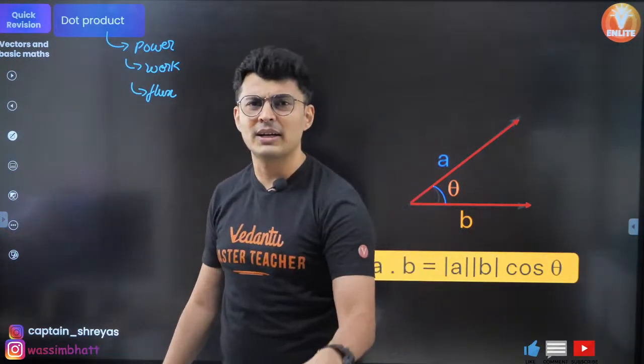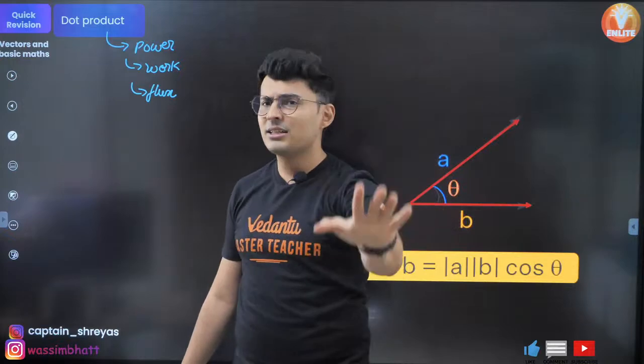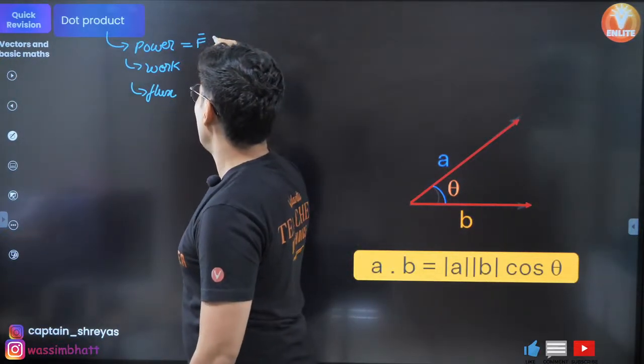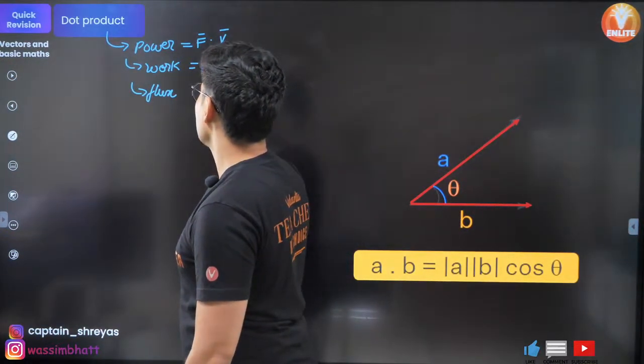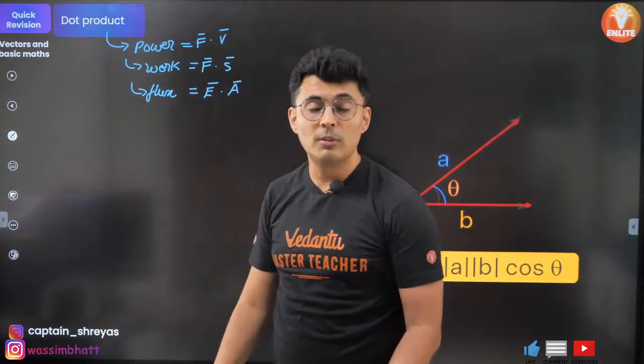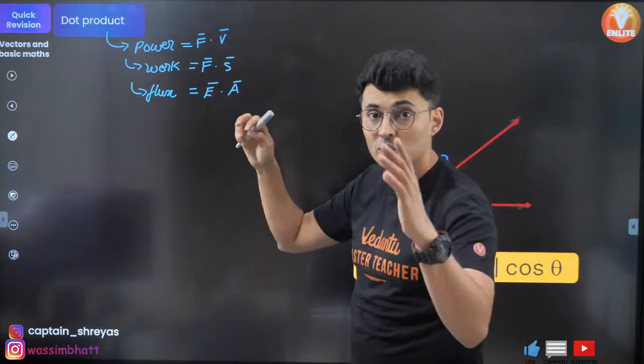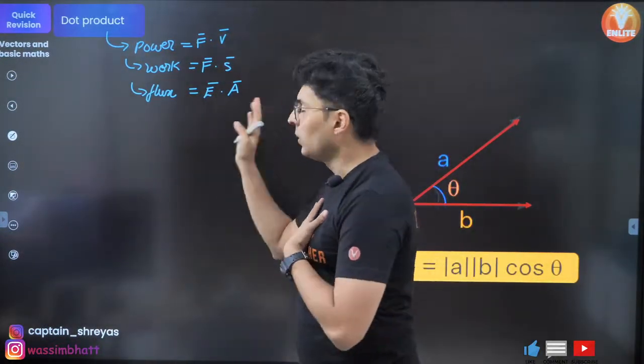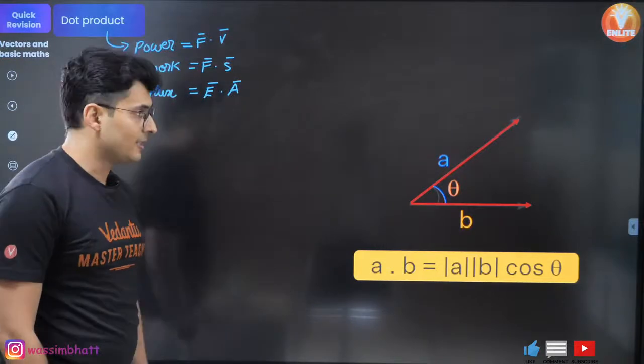It's all based on the dot product. You don't have to worry what flux is. Just remember: power is force dot velocity, work is force dot displacement, flux is electric field dot area. Now the moment you see this, you'll be like, sir, you have written area, are you sure? No. Area is also a vector in physics.